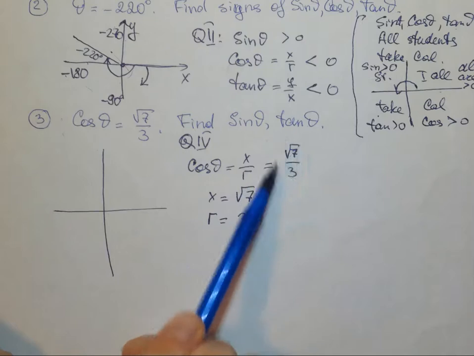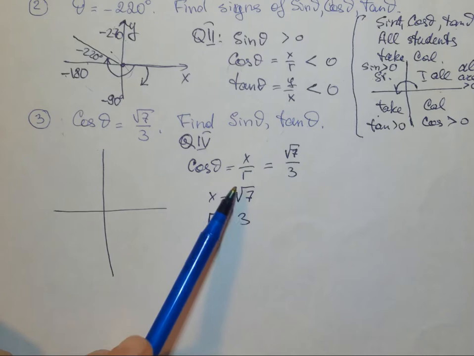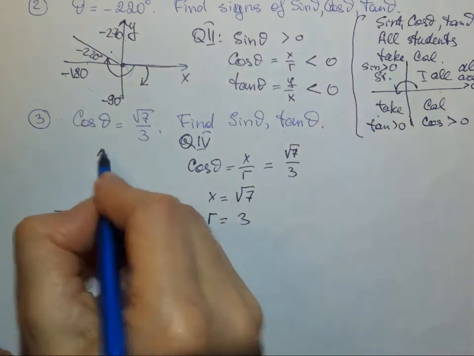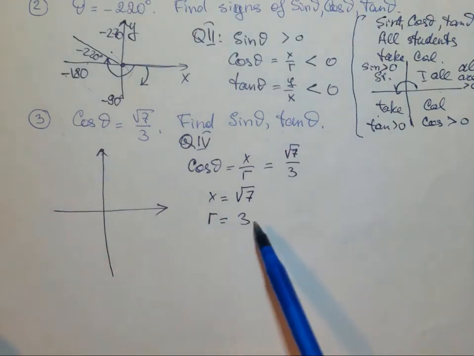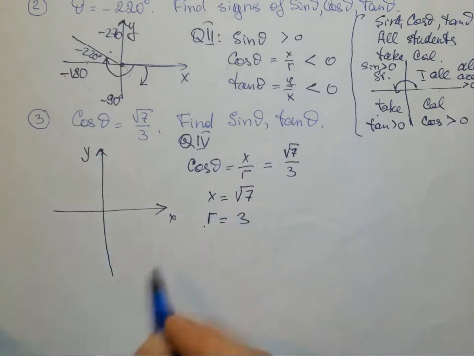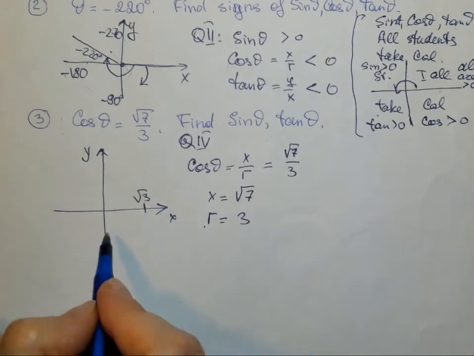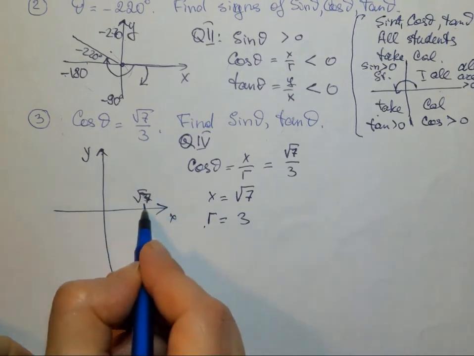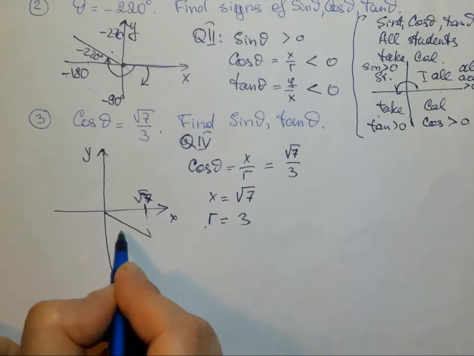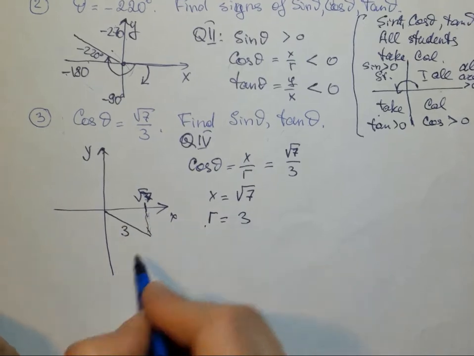If we had a negative cosine, we would take x negative, because r is always positive. In this situation, we have positive x, so no question. So let us sketch this angle. x equals square root of 7, sorry, and r is 3. So this is 3. To determine the other trigonometric functions, we need to know y.